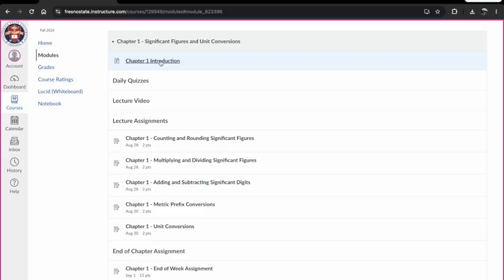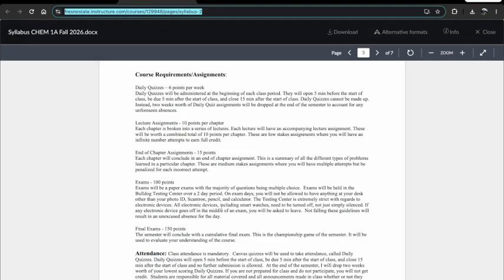Every module will start out with an introduction page. This gives you the learning objectives for that chapter, as well as any important documents like a periodic table that you might need to download. We also have these various assignments, and let's start going over these: daily quizzes, lecture assignments, and end of chapter assignments.